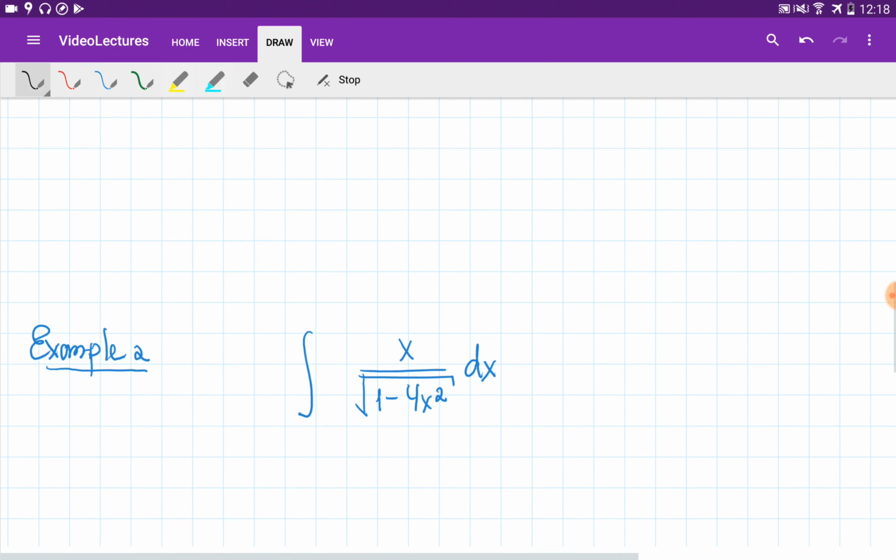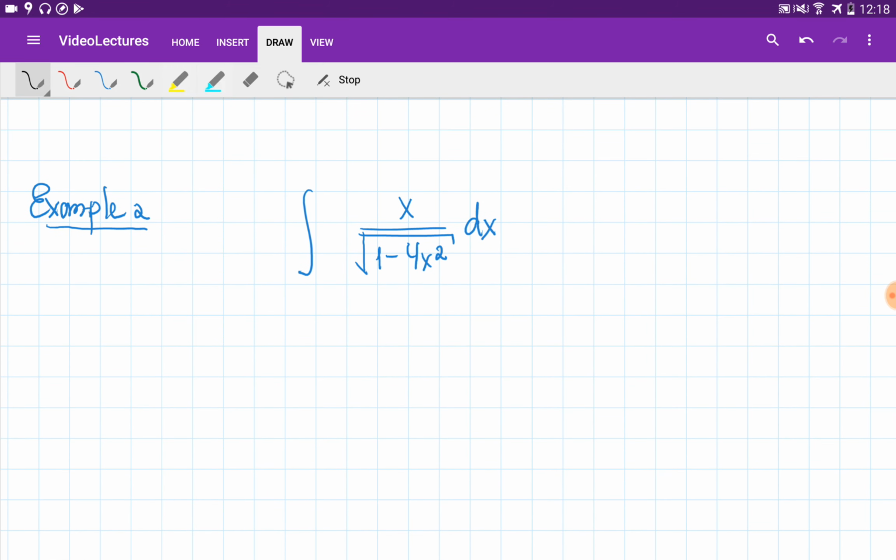Let's do another example. So example number 2. Again, we're given some rational function. We need to figure out whether we have here the function and its derivative. When I look at the function inside here, I see that I've got a function 1 minus 4x squared. Then its derivative is going to be minus 8x, right? So I have a similar thing here, x dx actually, right? I don't have the minus 8, the coefficient before the x. But we've seen in the previous example that it's very easy to deal with this problem.